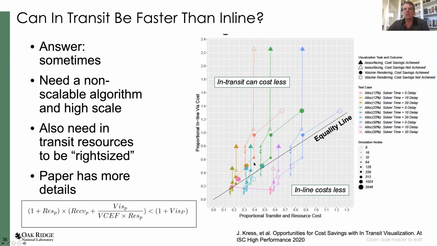And so, in the cases that we were testing, we identified 58 possible cases where in transit could cost less. And of those 58, 30 of them actually did achieve savings. And again, those are the solid glyphs in there.